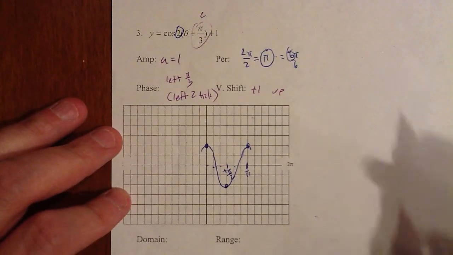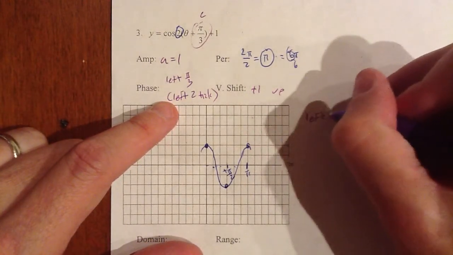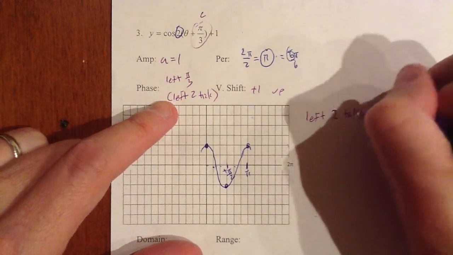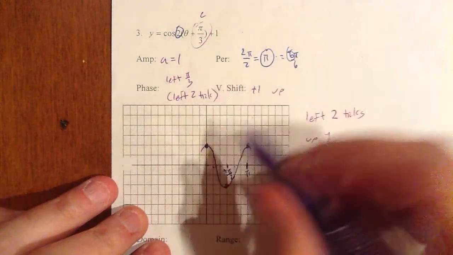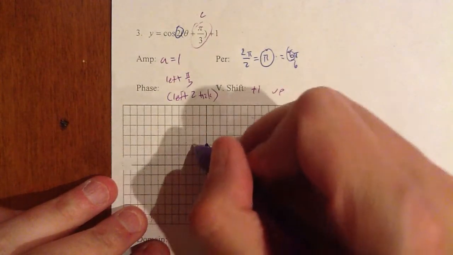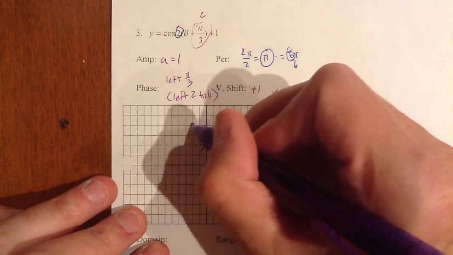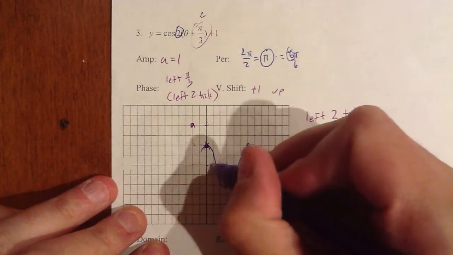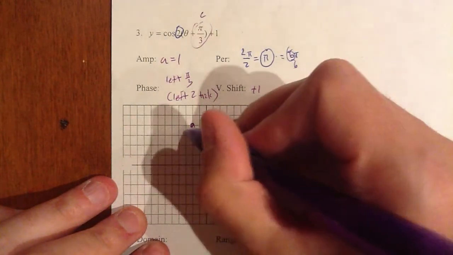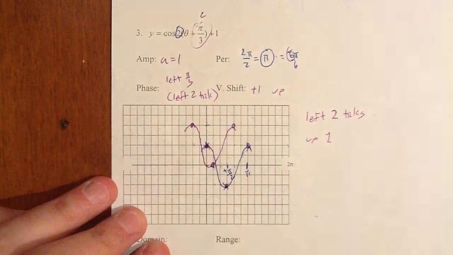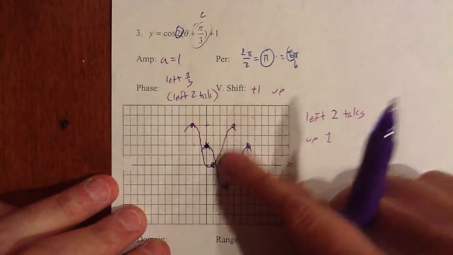So when I graph my transformations here, very easy. We start with the phase shift. This says to go left 2 ticks, and then it says to go up 1. So if I go left 2 from here, 1, 2, up 1, be careful of scaling. We have to go up 2 ticks to go up 1. So left 2, up 1, left 2, up 1, left 2, up 1, and we have our very first transformation, our very first period.